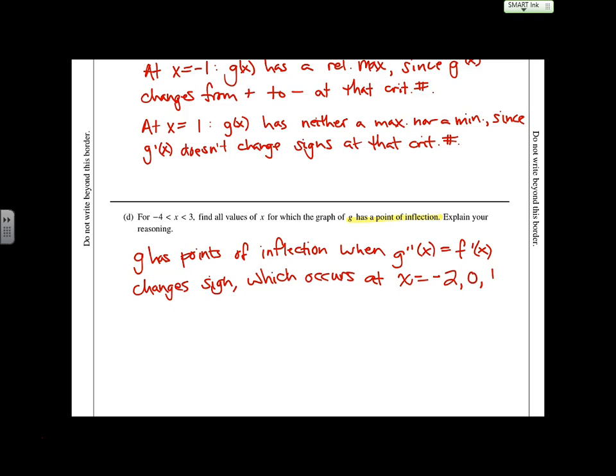Horizontal tangents. If you want to be super specific, you could say something to the effect of it's technically supposed to be at a tip when G double prime changes sign. You could say something to the effect of G double prime of -2 is DNE. G double prime of 0 is 0. I just didn't even think about that until just now.